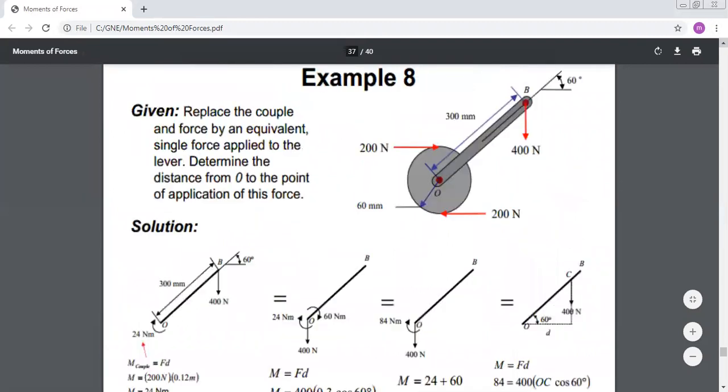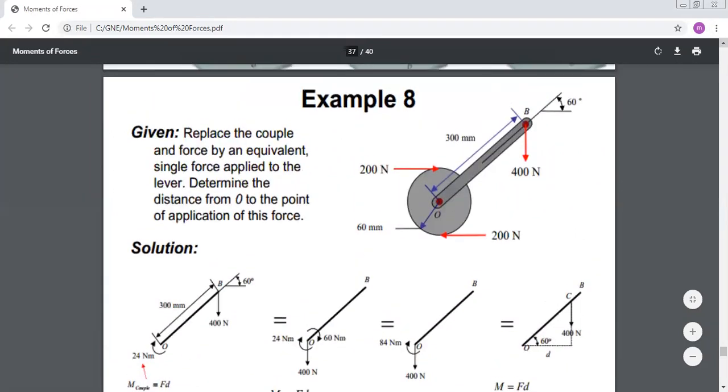Let us do an example on this. Replace the couple and force by an equivalent single force applied to the lever. Determine the distance from O to the point of application of this force. So as we said, always in 2D, we can reduce the system to only one force. What is the strategy? First, I select any point on my figure. Let's say point O.